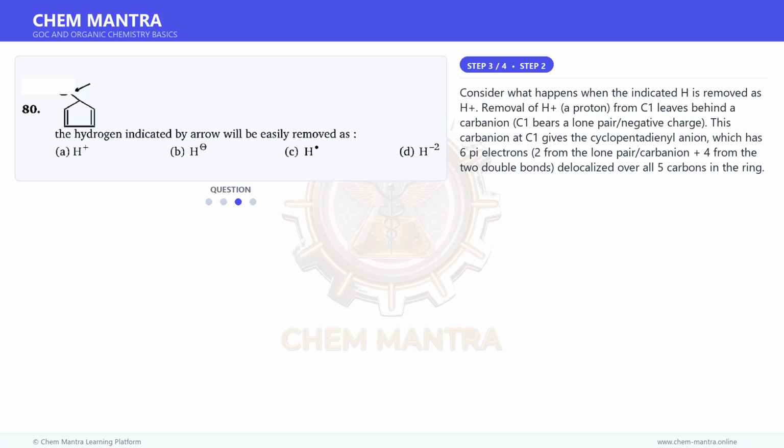Consider what happens when the indicated H is removed as H+. Removal of H+, a proton, from C1 leaves behind a carbanion. C1 bears a lone pair, a negative charge. This carbanion at C1 gives the cyclopentadienyl anion, which has 6 pi electrons, 2 from the lone pair carbanion plus 4 from the 2 double bonds, delocalized over all 5 carbons in the ring.